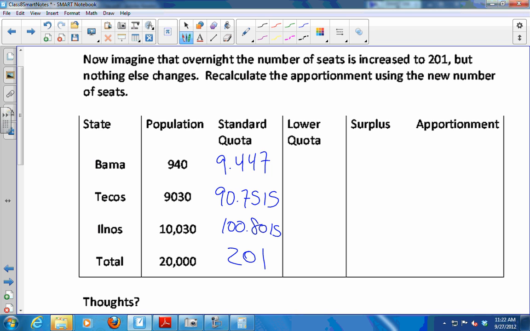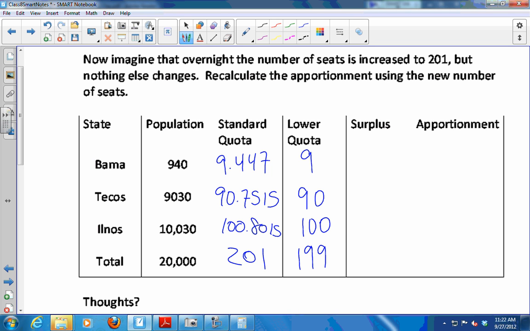So I can't give part of a seat, so I chop off the decimal parts and I just give everyone the whole number of seats that they deserve. We have 9, 90, and 100. So how many seats have I given out total? 199, which means how many surplus do I have? 2, because I'm giving out 201.